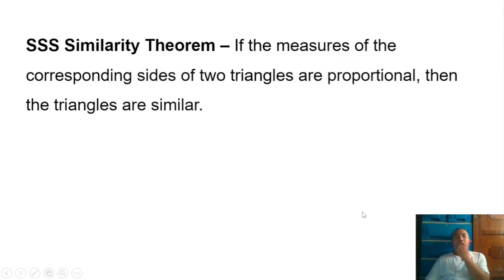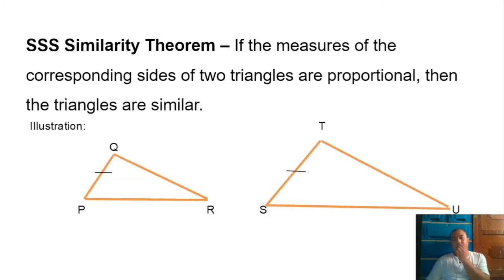We also have here another similarity theorem, the SSS similarity theorem. S stands for sides. So if the measures of the corresponding sides of two triangles are proportional, then the triangles are similar. So let's have here the illustration: two triangles, PQR and STU.